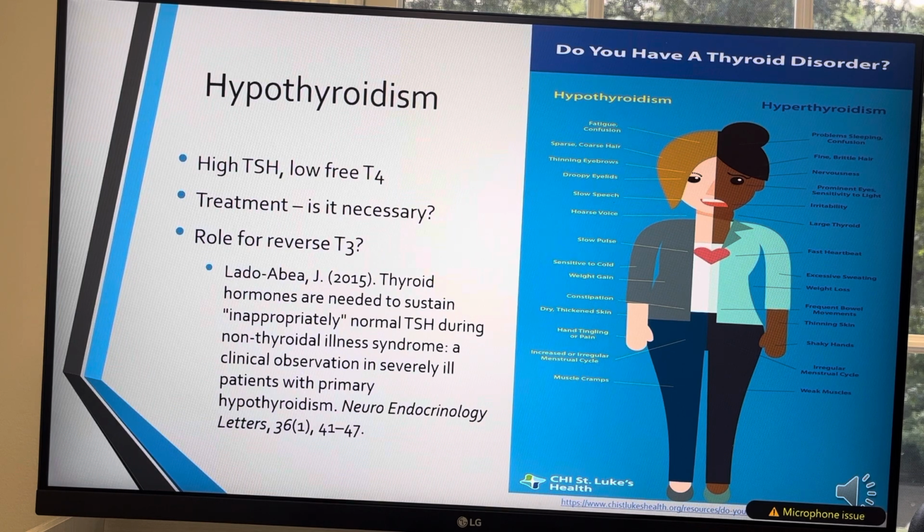Hypothyroidism: high TSH, low free T4. Again, high is subjective. Is that above 2.5? Is that above 4? That's for you to decide which guidelines you want to use. Obviously, if you use 2.5, you're going to have more hypothyroid patients on treatment versus if you use 4, but it's up to you.